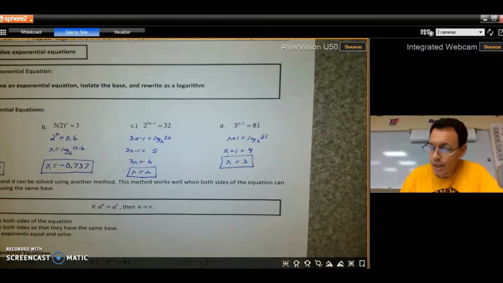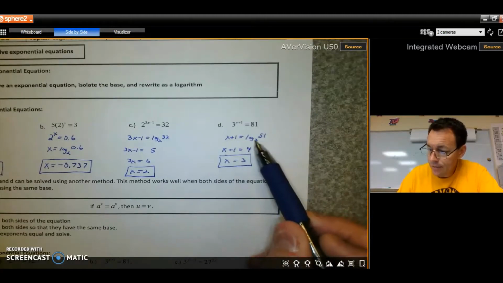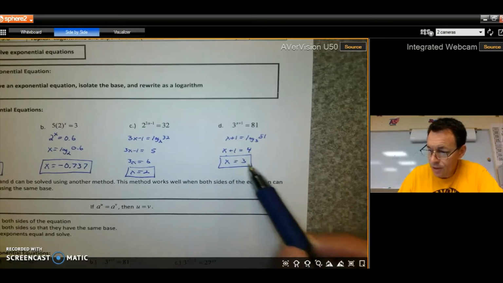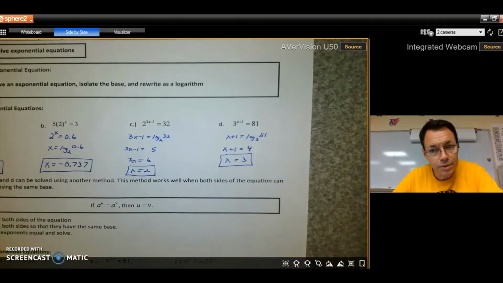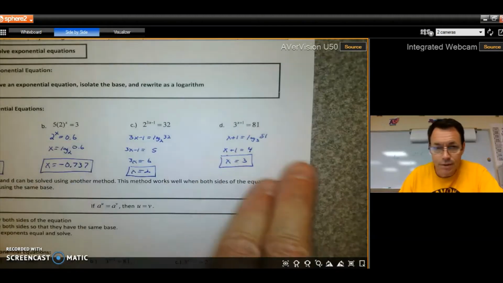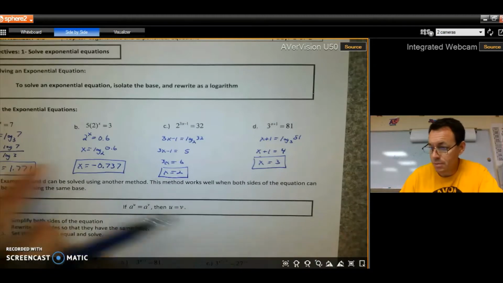Alright, so this is what you should have got. So here's me rewriting it as a logarithm. I found the log base 3 of 81 to be 4, and then I just subtracted 1 from both sides, and I got 3 as an answer. Now, these last two, this method always works. If you have a base to a power equals a number, this method always works.